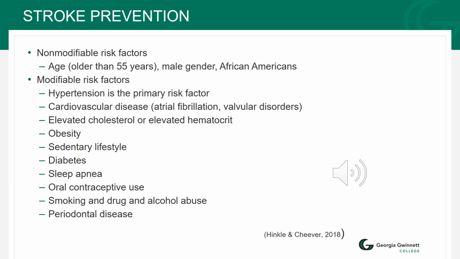Alcohol abuse, and then periodontal disease. Periodontal disease, the reason that can cause stroke is because of the infection and different pieces of plaque. The infection can form a clot and that can cause the stroke. So hope you understand here that it again goes back to that intracranial regulation concept where all of these factors can impact the blood flow to the brain and then cause the stroke.